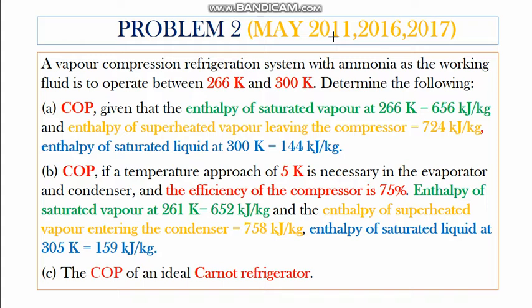This is the question which was asked in May 2011 and 2017. We have a vapor compression refrigeration system with ammonia as the working fluid. You are given two temperatures, T1 and T2. Your T1 is always the highest temperature and T2 is the lowest temperature. So from this, my T1 is 300 Kelvin and T2 is 266 Kelvin. T2 is always the lowest temperature, remember that. We need to find the COP under different conditions and the COP of the Carnot refrigeration. So this is the given data.